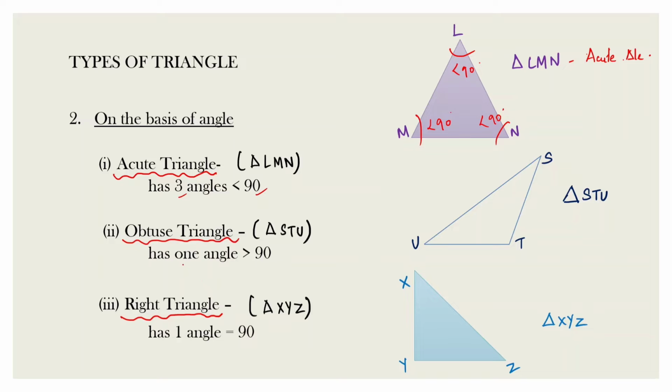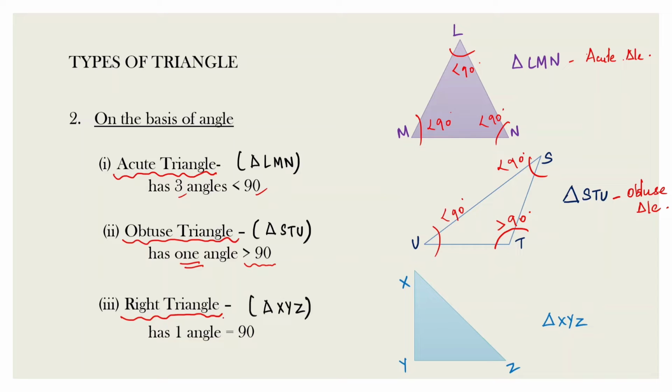Obtuse triangle is a triangle which has one angle which is greater than 90 degree. Let's look at the triangle STU. In this triangle, we could say that angle T is greater than 90 degree, but angle U is less than 90 degree and angle S is also less than 90 degree. Here we could say that one angle is greater than 90 degree and the other two is less than 90 degree. So we could say that triangle STU is an obtuse triangle.